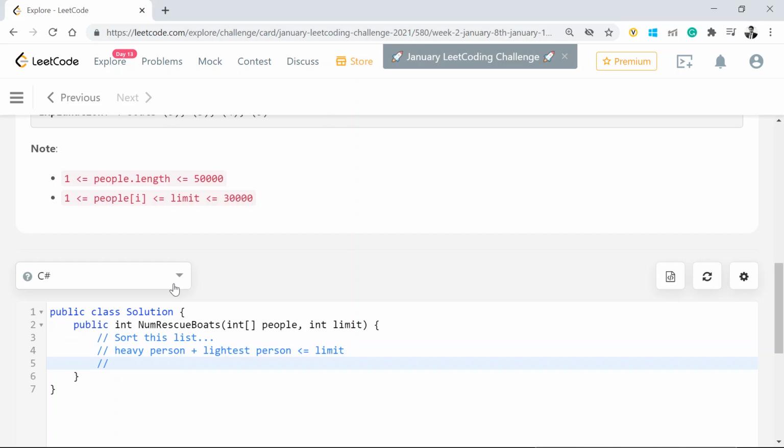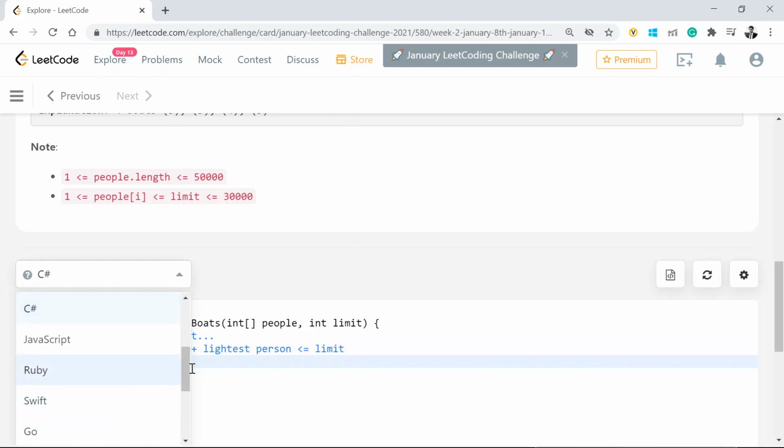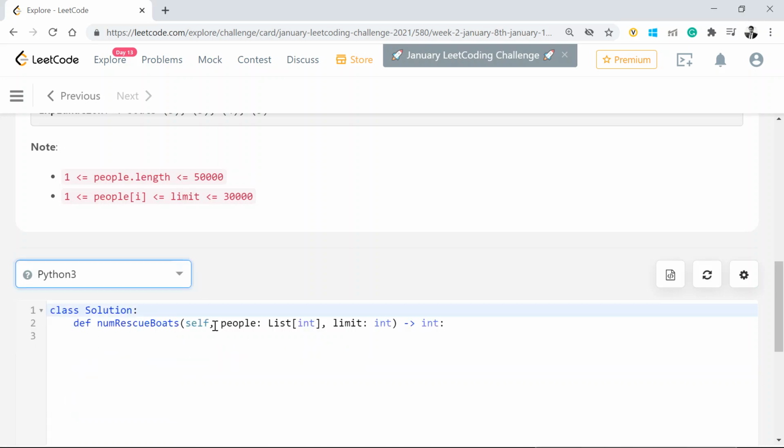So let's try to solve this problem using the Python language. First of all, I'll just sort it out. We will use the inbuilt sorting algorithm of Python. This uses Timsort, which is a hybrid of merge sort and insertion sort, and its maximum time complexity is n log n in the worst case scenario, right?